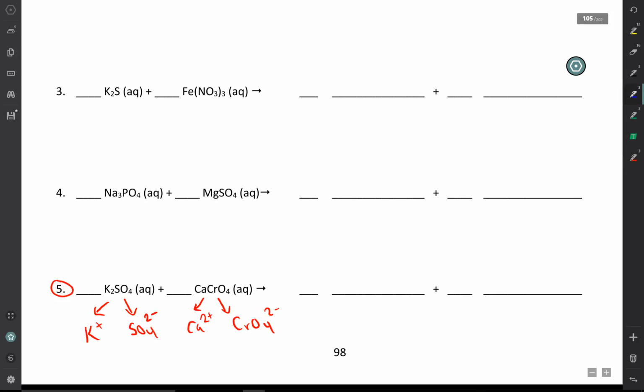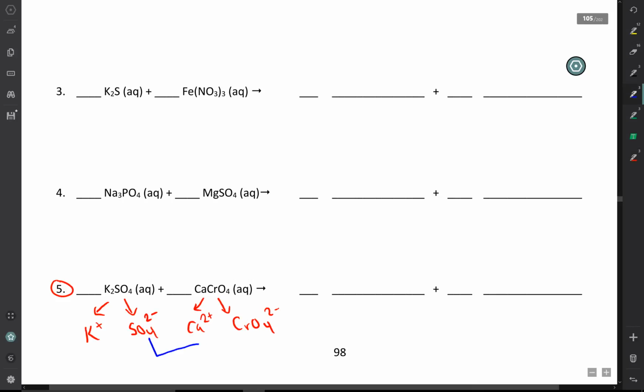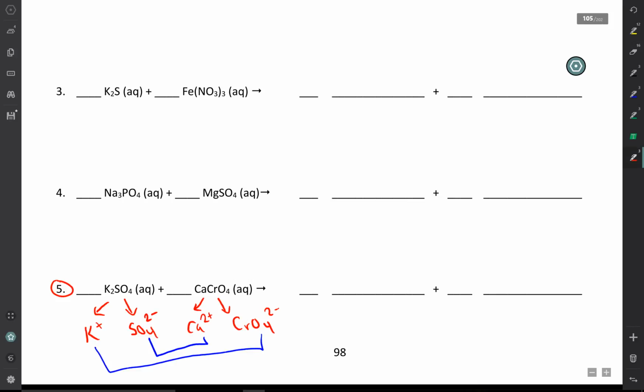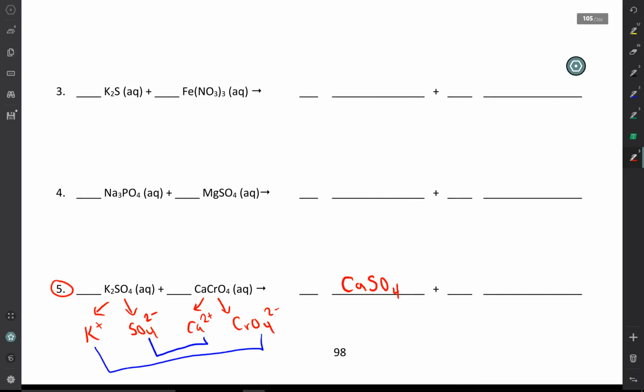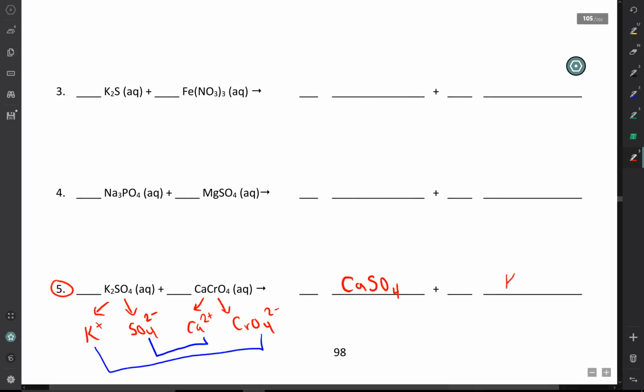Up next, I need to recombine ions. So I'm going to take my opposite cation and anions, and I'll pair them up. Let's do calcium sulfate first for no particular reason. Calcium is 2+, sulfate is 2-. So I end up with CaSO4. The +2 and -2 cancel out. For potassium chromate, I'm going to crisscross the charges, and I'll end up with K2CrO4. So those are my two products.